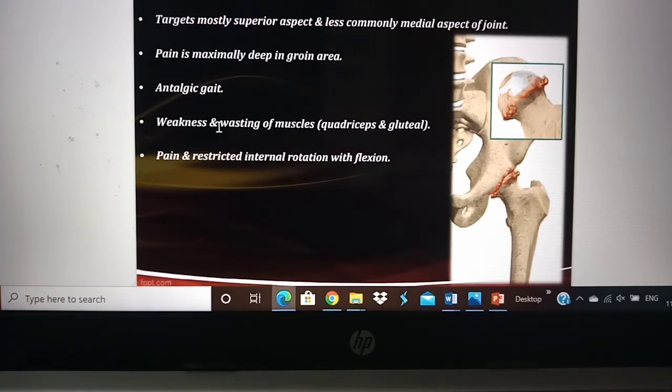Then there will be weakness and wasting of the quadriceps and gluteal muscles, because they will be protecting their joint and will not be using it. Finally, there will be pain and restricted internal rotation.